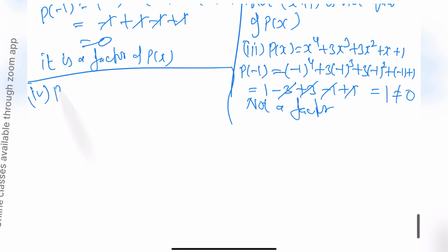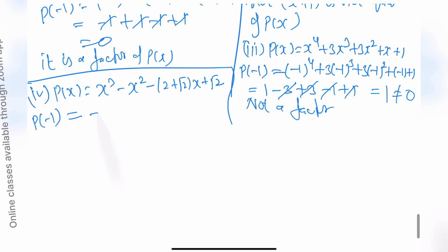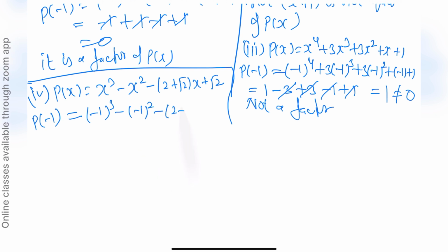Fourth part is p of x is equal to x cube minus x square minus 2 plus root 2 x plus root 2. So for checking whether x plus 1 is a factor of p of x, we find p of minus 1. Minus 1 cube minus 1 square minus 2 plus root 2 into minus 1 plus root 2. So minus 1 cube is minus 1, minus 1 square is plus 1, and there is a minus sign outside there, so that's why minus 1.